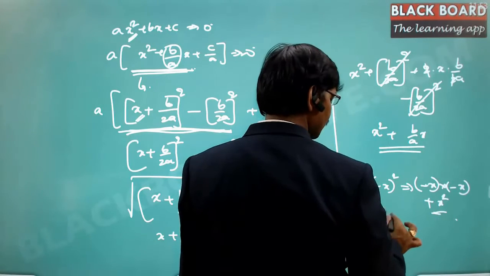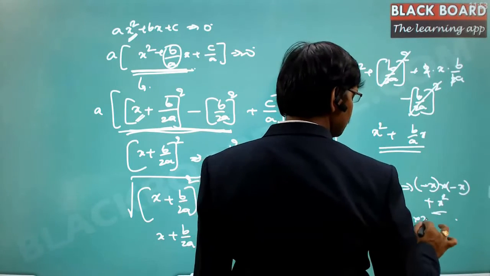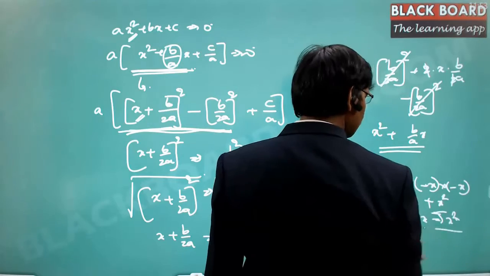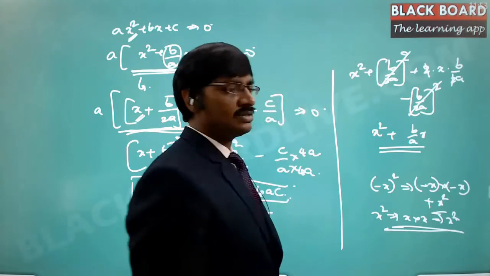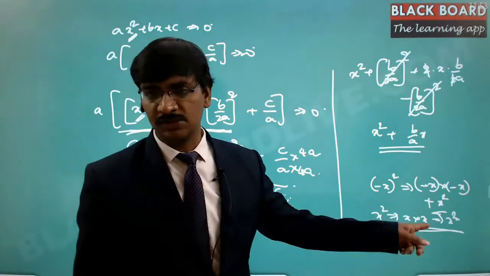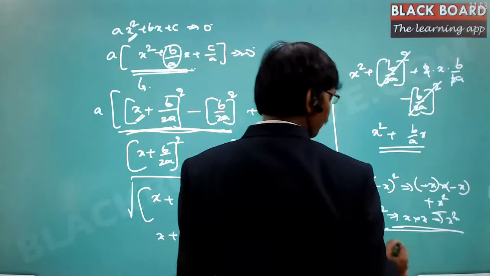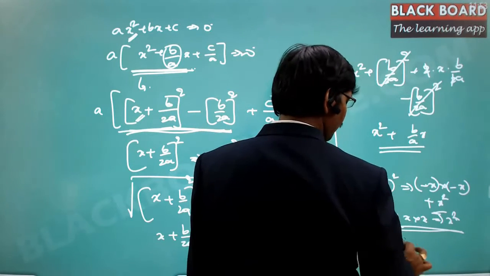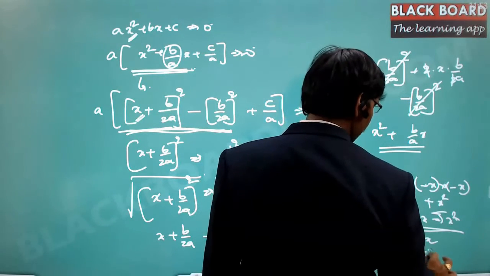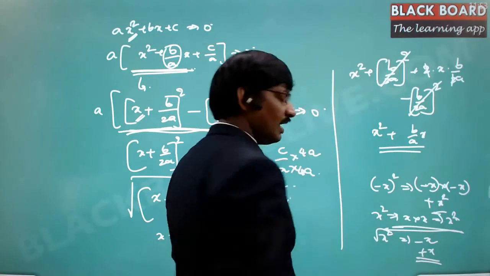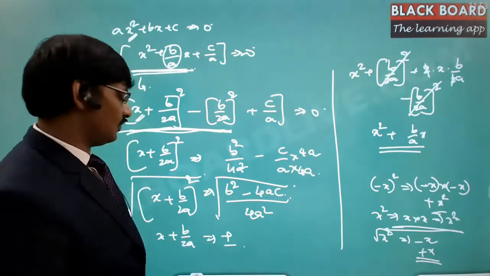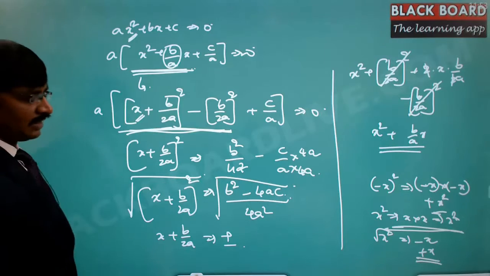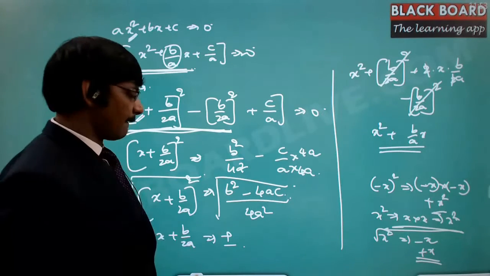Suppose I take plus x square, this is x into x, it will still be x square. So it doesn't matter whether you square minus x or plus x, it will always lead to x square. That means the square root of x square may be of minus x or may be of plus x also. So both are valid. Hence, we need to consider both the scenarios. So that's exactly the reason why we put plus or minus here.